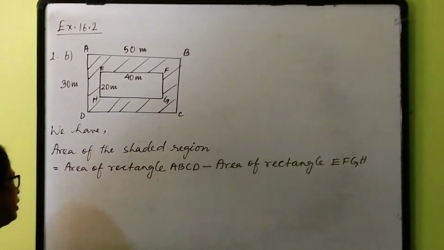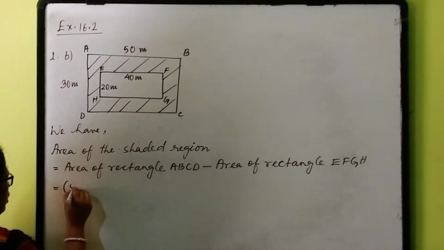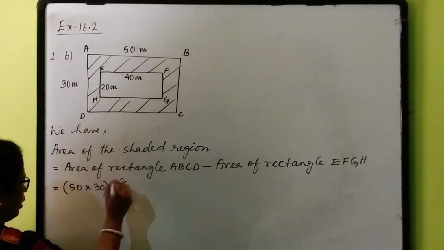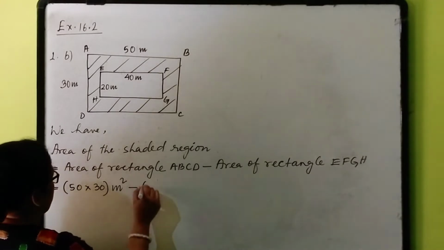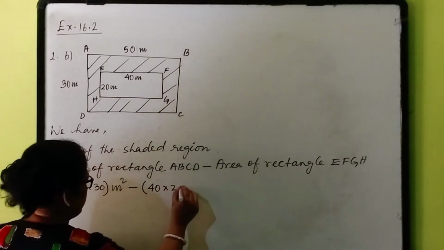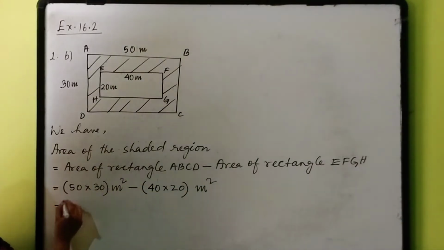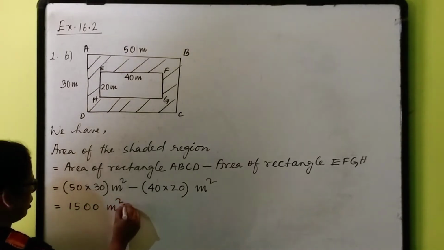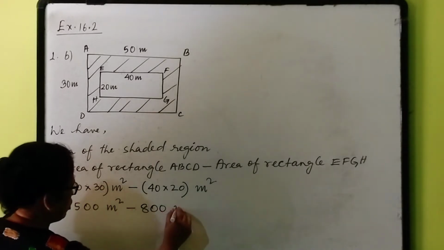So area of the rectangle is length into breadth. So this one will be 50 into 30 square meter, as the dimensions are in meter. Minus 40 into 20, this one, square meter. Clear? So what does it come to? 5 threes are 15, so 1500 square meter, minus 4 twos are 8, so 800 square meter.